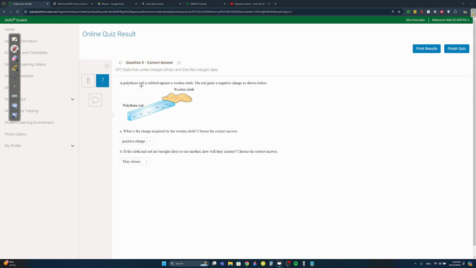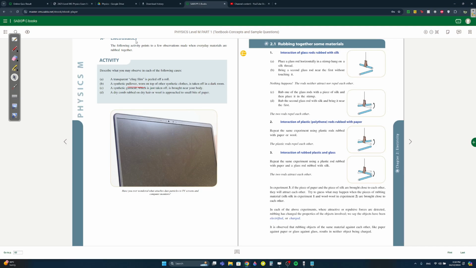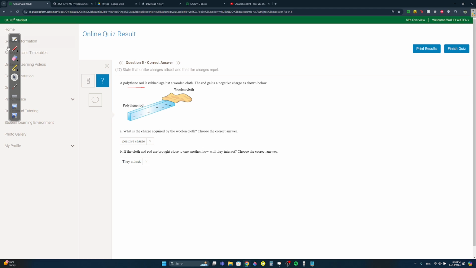Let's see. A polythene rod is rubbed against a woolen cloth. The rod gains a negative charge. This is to show you, by the way, that it doesn't really matter if it's paper or wool. Remember when I told you? Here it doesn't really matter. They don't really ask this. So with plastic, it works with paper or wool. With glass, it's with silk. Okay, those are the things.